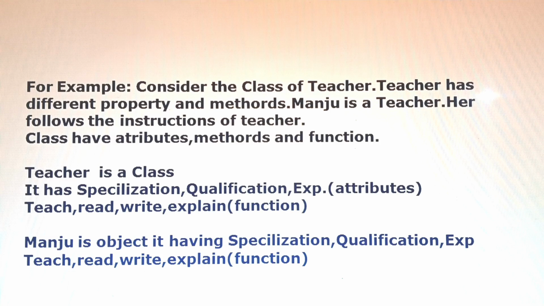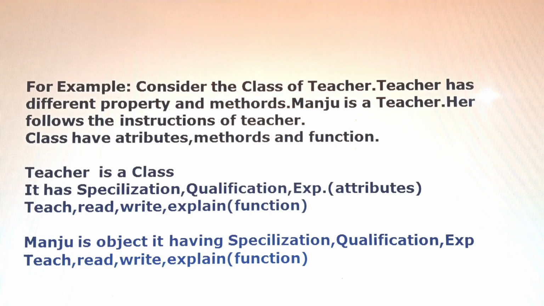Okay, class has attributes, methods and functions. Teacher is a class. It has specialization, qualification. The teacher should have specialization, qualification, experience. These are the attributes. Teacher should teach, read, write and explain. These are the functions she has to follow. This is the sketch, the blueprint of teacher. The teacher has these common functions, she should have this many attributes and these functions, and these attributes have to be followed by the teacher.